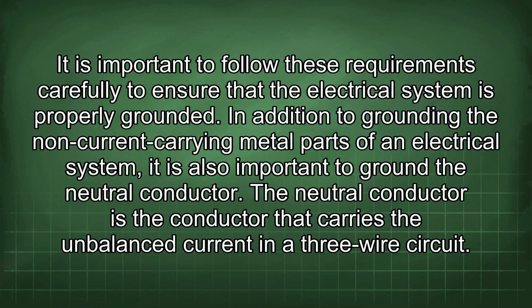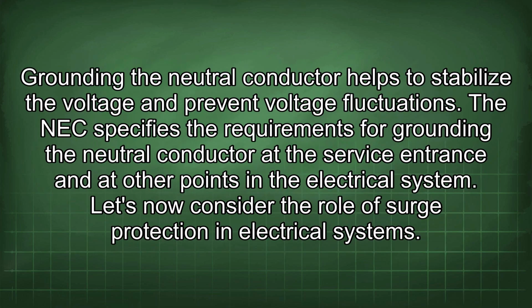In addition to grounding the non-current carrying metal parts of an electrical system, it is also important to ground the neutral conductor. The neutral conductor is the conductor that carries the unbalanced current in a 3-wire circuit. Grounding the neutral conductor helps to stabilize the voltage and prevent voltage fluctuations. The NEC specifies the requirements for grounding the neutral conductor at the service entrance and at other points in the electrical system. Let's now consider the role of surge protection in electrical systems.